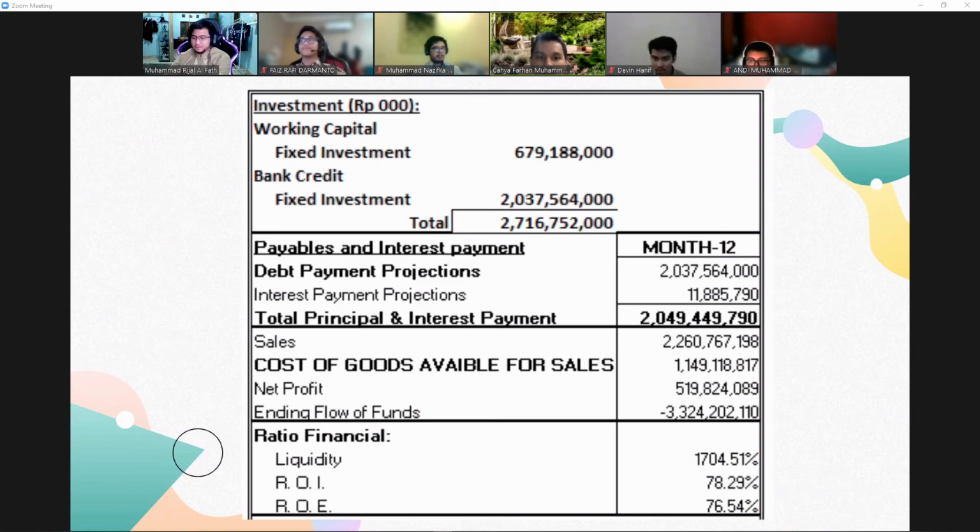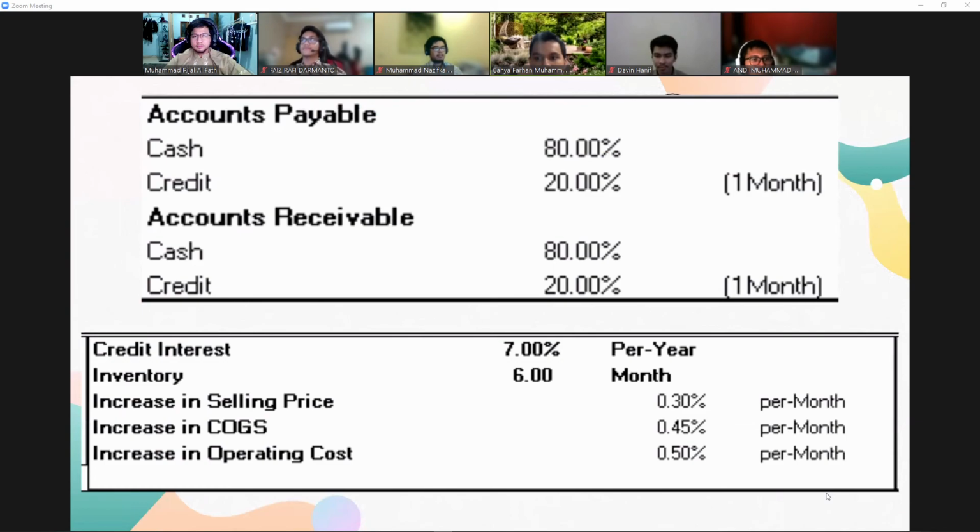For the summary of the ratios, we have a healthy 1,704% liquidity and around 78% return on investment, and finally around 76% return on equity. Next. For the accounts payable and receivable, we have the same ratio of cash and credit at 80 to 20%. While the increases of the selling price, cost of goods sold, and operating costs have percentages of 0.3, 0.45, and 0.5% respectively. Next.